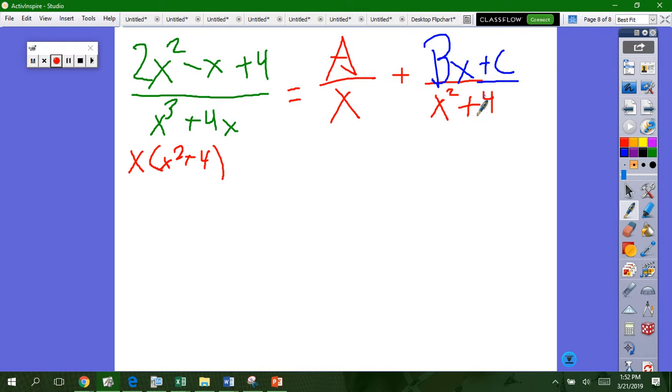Yes. But anyway, you should always be 1 degree less. What if this was an x cubed and it couldn't factor? What would I have up here? I'd have something like ax squared plus bx plus c. I'd have 1 degree less if I can't factor it. Does that make sense to everybody? Yes, ma'am.